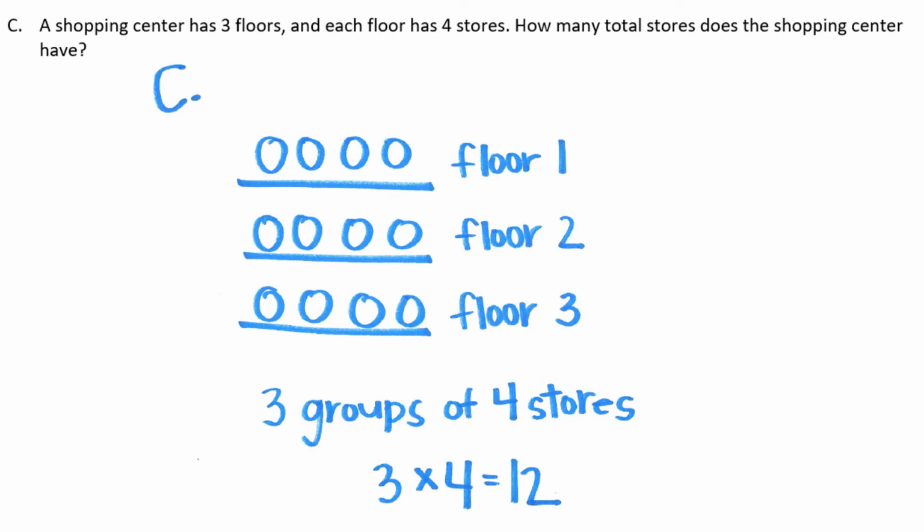On your screen, you can see what my model looked like and my equation. To match this option, I drew 3 lines to represent the 3 floors in the shopping center. Then I drew 4 circles on each line to represent the 4 stores. All 3 floors had 4 stores on each floor. Looking at this image, it reminds me of the ones from our warm-up before we started the lesson. I see here 3 groups of 4 stores. Putting that into a number sentence is 3 times 4 equals 12.